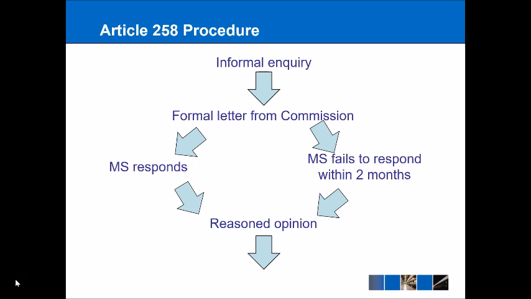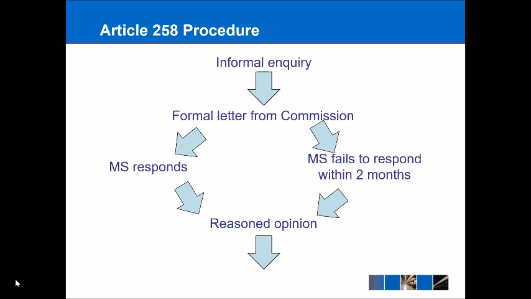However, sometimes this isn't possible, so we move on to the next stage, which is where the Commission sends a formal letter to the Member State and basically says, this is how we think you are breaching EU law. This is the particular provision that you've not implemented. Can you try and solve it, please? And so at this point, the diagram splits into two. So either the member state responds and says, we don't think we've breached EU law, or we know we've breached EU law, but this is the reason why. Or alternatively, if the member state doesn't respond within 2 months, then they move on to the next stage.